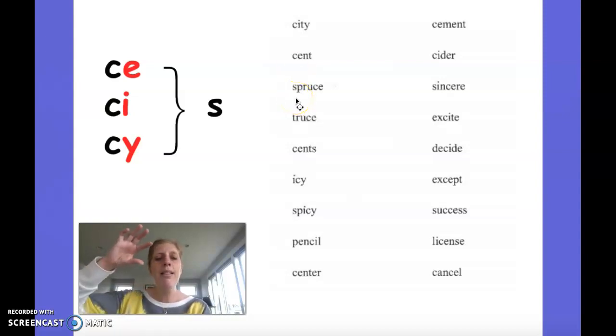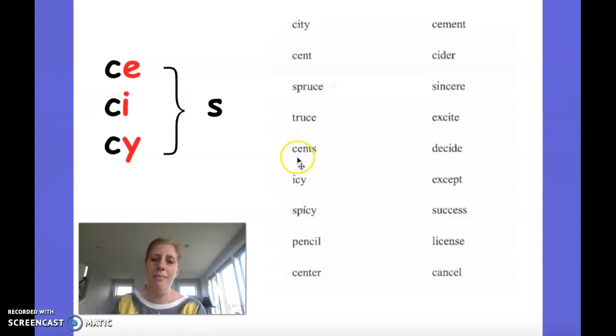Next one, s-p-r-oo-s, spruce. That's a type of tree. T-r-oo-s, truce. Do you know what a truce is? Have you ever called truce? Maybe you're arm wrestling or something and neither team wants to give up, but neither team is going to win. And so you say, let's just call it a truce. Truce.